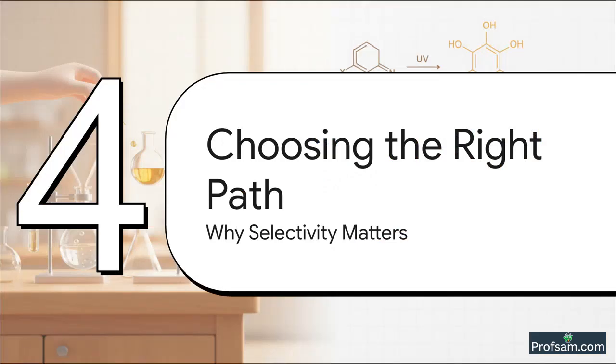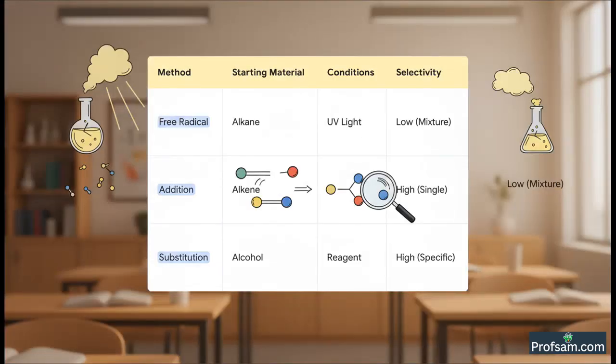Okay, so we've seen 3 different routes: a random one, a focused one, and a precise one. So how does a chemist, whether in a lab or in a huge factory, decide which path to take? The entire decision boils down to one very important word: selectivity. This table puts everything side by side perfectly.